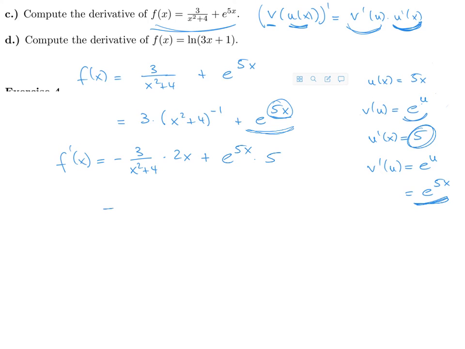And let's see whether we can simplify this a little bit. So for example here, here we have 3 and 2x, so I could write this, and I could put the x also in the numerator, so this is then minus 6x divided by (x squared plus 4) squared, plus, and here's nothing to simplify, well, it's a matter of taste, this is just cosmetics, we could write this as 5 times e to the power of 5x.